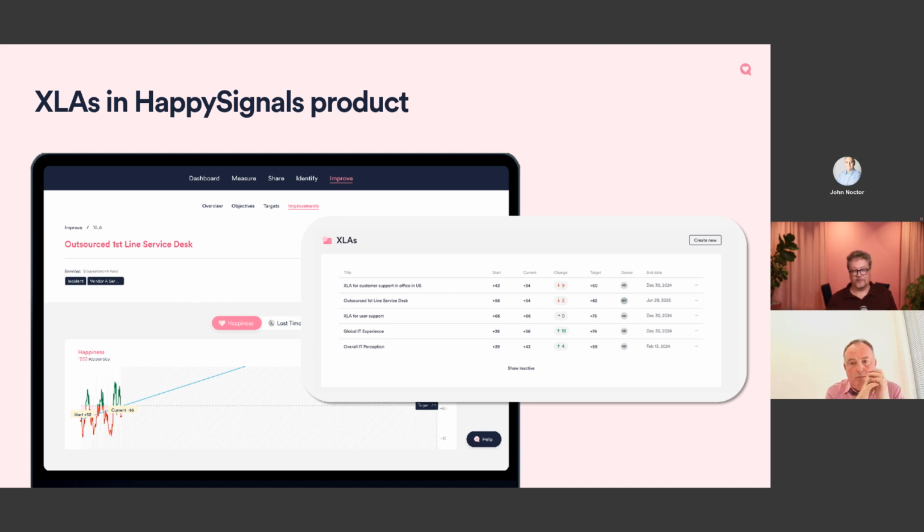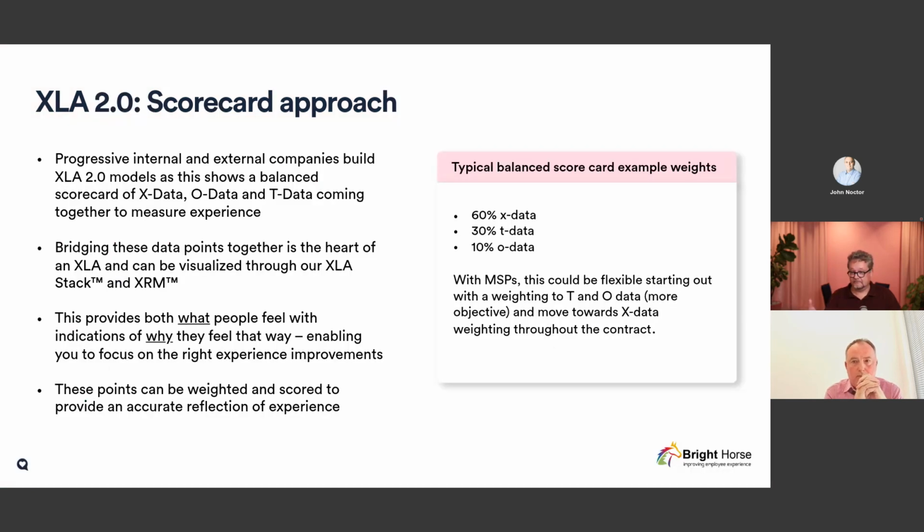You cannot set XLAs for 2 months or 3 months because, as Neil explained in the beginning, when you do the changes, you will just have continuous changes to experience. It takes time to see the results of changes that you have done in your services. But 6 months is enough time that you will see at the end that, okay, we are now at a better level. But then if we add the T data and O data, maybe Neil, if you go through this one. Yeah, and so I'll try and be brief because I'm conscious of the time as well here.